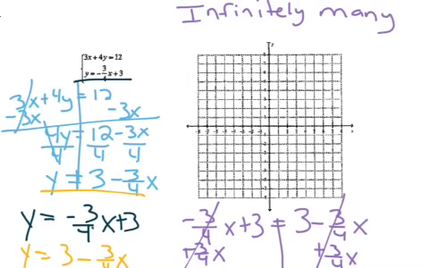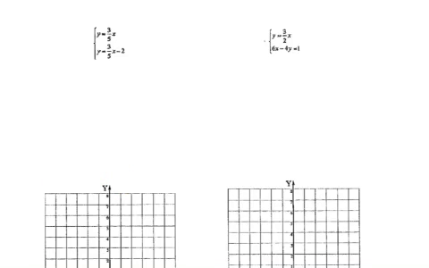Because no matter what, if you graph this, you would have the same exact line. And I graphed it. I know my line's not the best, but this purple line would be both equations because it's the same exact line. Alright, let's try this one.